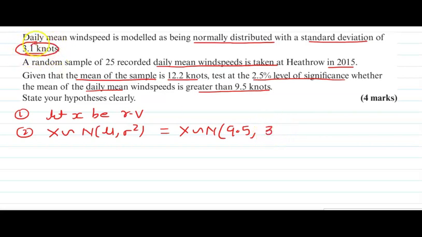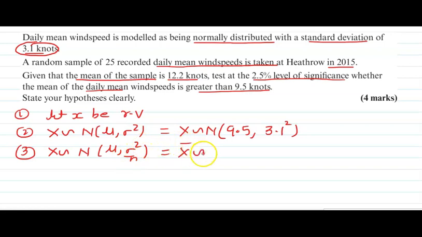3.1 knot. Can you see here? This is 3.1 square. Okay. Third step, x distributed normally. Here we are taking the sample mean. It should be mu and sigma square over n. So in this case, x bar will be 9.5, 3.1 square divided by how many? 25. So it should be 25. Is that fine? Now, fourth one, writing hypothesis.